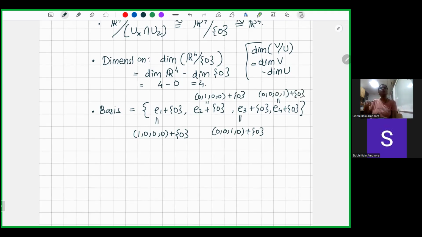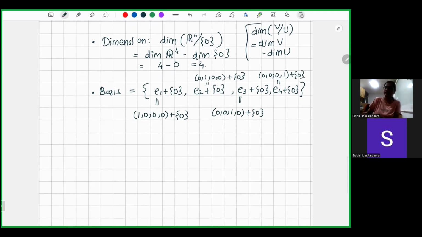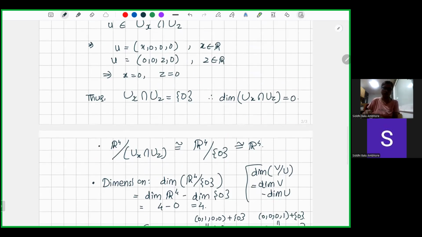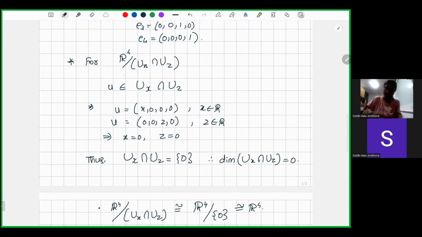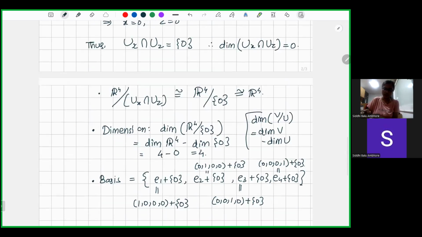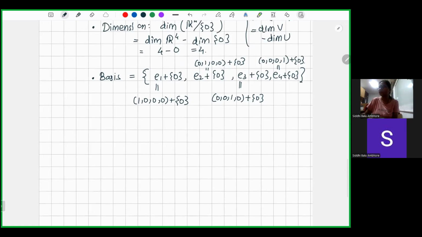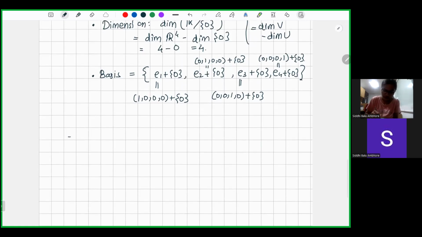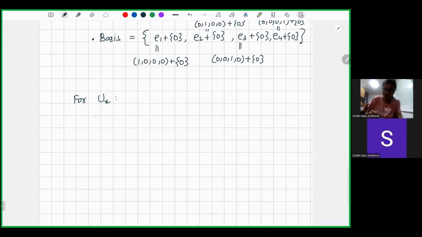Okay, so we have this with us. So this was it for first our Ux intersection Uz. Now second we do this for just Ux. Ux we know what it is for Ux. So Ux is just R e1, or R1000.